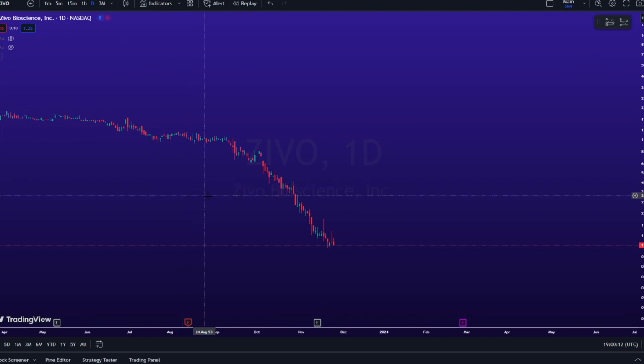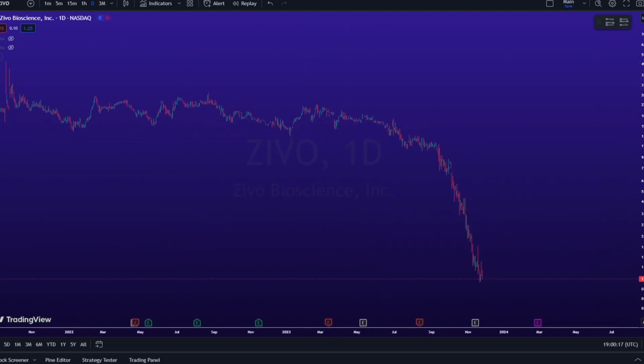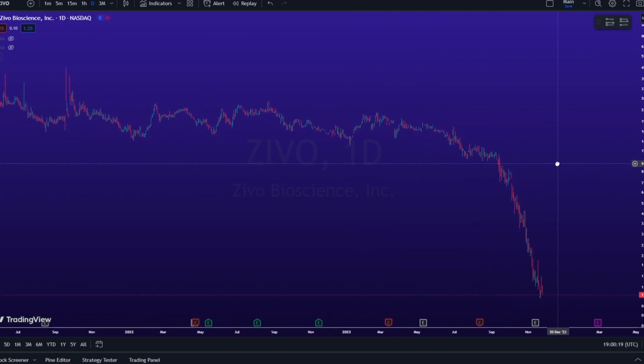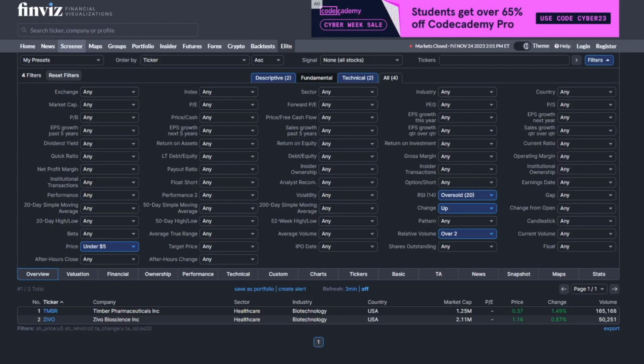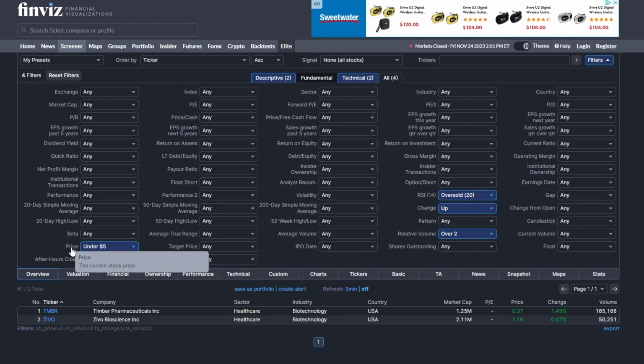So let's say, for example, we wanted to use the ZIVO ticker. We go to the stock on TradingView and we look at the day chart and we can see that it has been making a push to lows. And if you don't understand what one of these filters means, you can always just hover over it and it will give you an explanation.